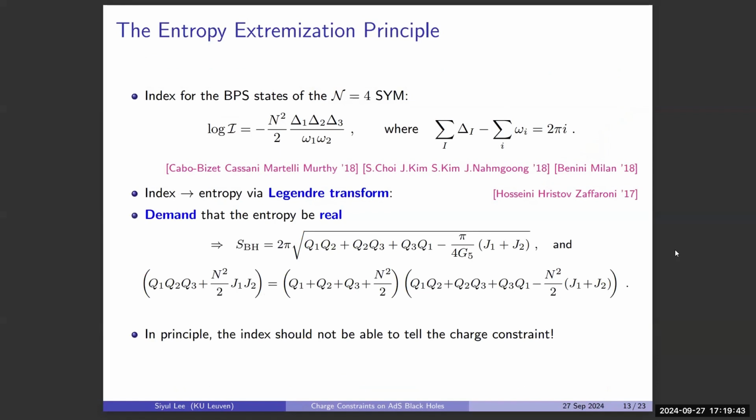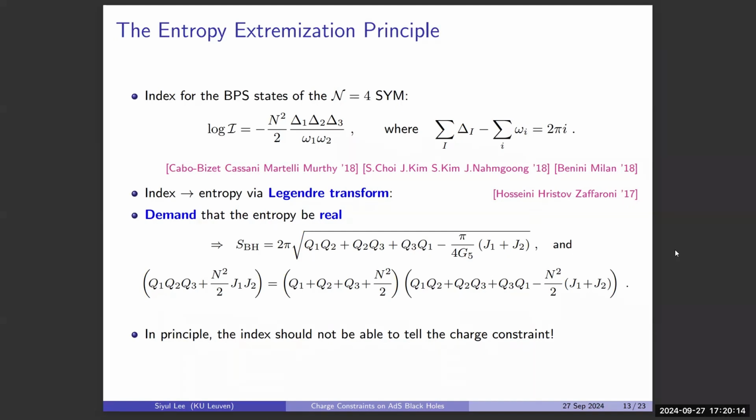And then by imposing that the entropy has to be real, we will get two equations, one of them being the entropy and one of them being the charge constraint. However, again, the index does not distinguish between points along the red line. So it intrinsically does not have any information about where the state lives along the red line. So it should not give you the charge constraint, which is the information about the location of the state.